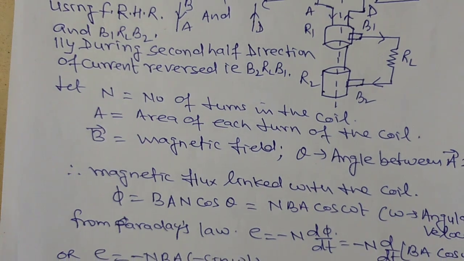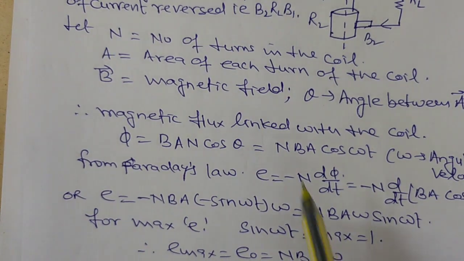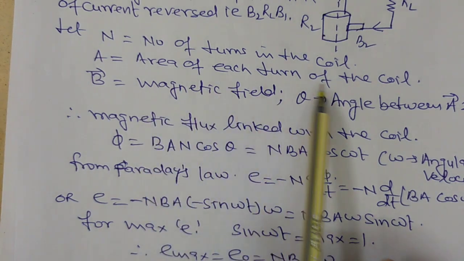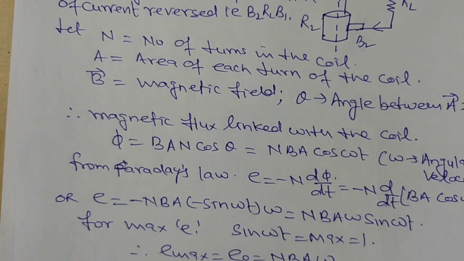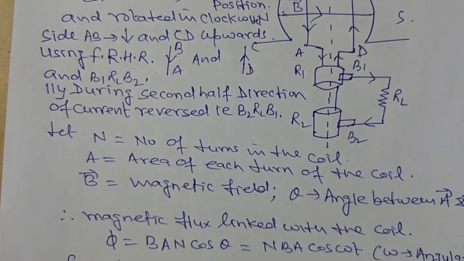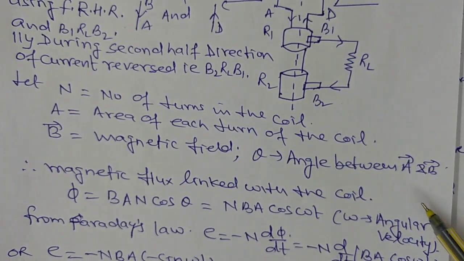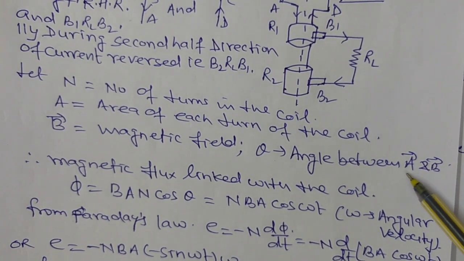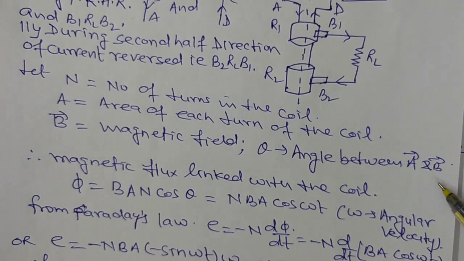Now let small n be the total number of turns in the coil, capital N total number of turns in the coil, and let capital A be the area of each turn, and this B is the magnetic field produced by the magnetic poles. Now theta is the angle between area vector, this area vector A vector, and magnetic field.